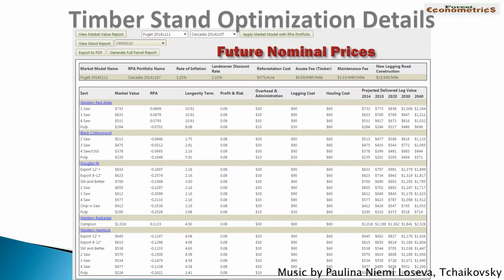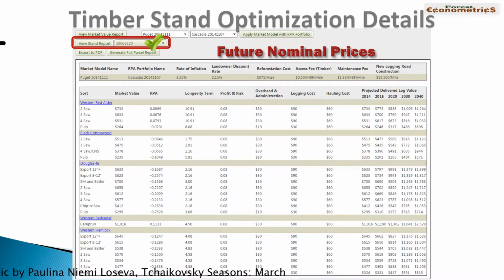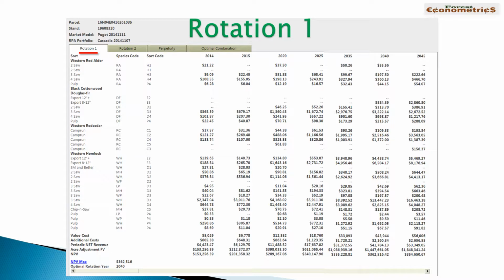We select the timber stand we viewed earlier and click View Stand Report. The Rotation 1 tab automatically displays pieces and sort volumes combined with RPA forecast tool price projections, cost expectations, and road use expenses today and in 5-year intervals for the next 200 years. Each future nominal value is discounted to real present-day terms. On this single rotation report, the financially optimal harvest timing is achieved in the year 2040.